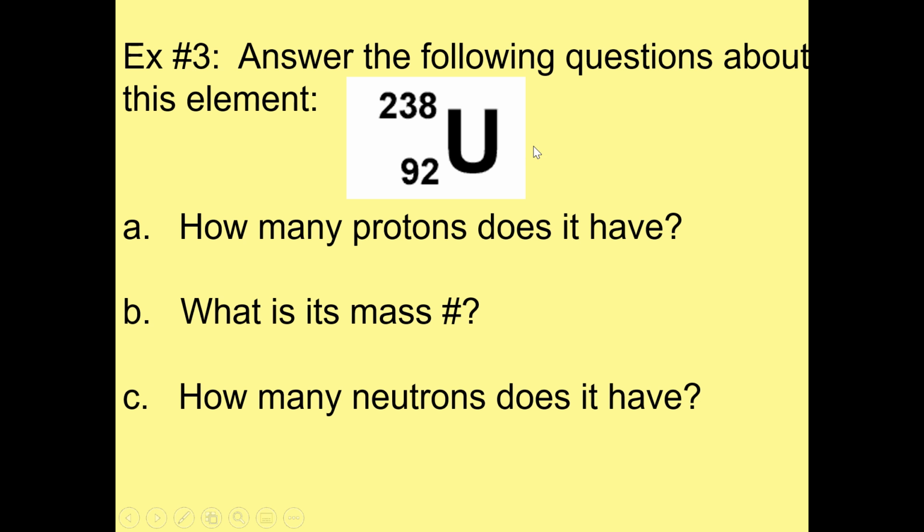Last but not least, take a minute and see if you can answer these questions about uranium with a 238 and a 92. Uranium-238. How many protons does it have? What is its mass number? And how many neutrons does it have? So pause the video.